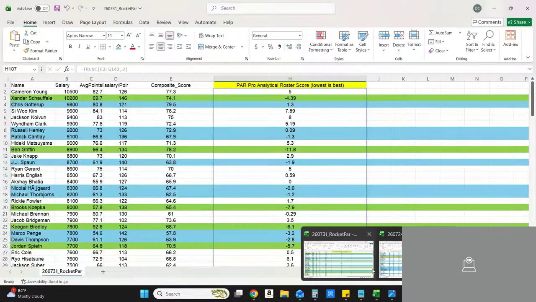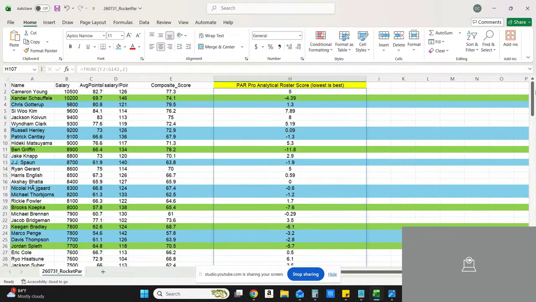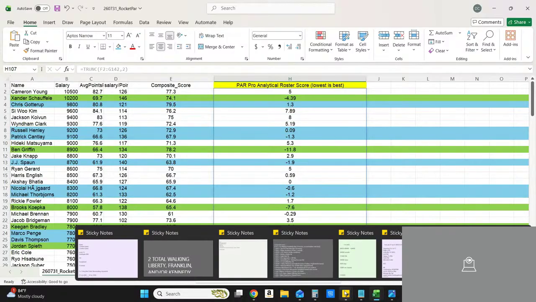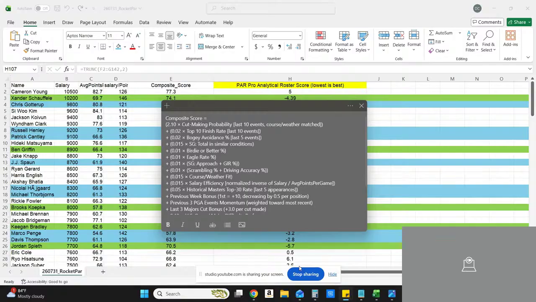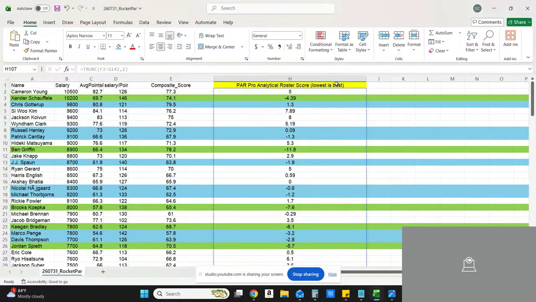just basically show the statistical power of using analytics and some certain other web proprietary systems that we use in 10,000 different simulations to produce a composite score. The composite score is then used to create our Pro Analytical Roster score, which is what we call our PAR roster score. The lowest score is the best.